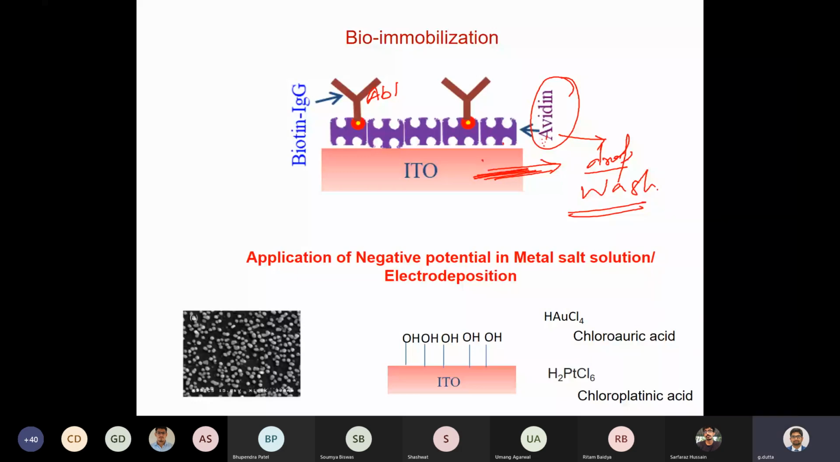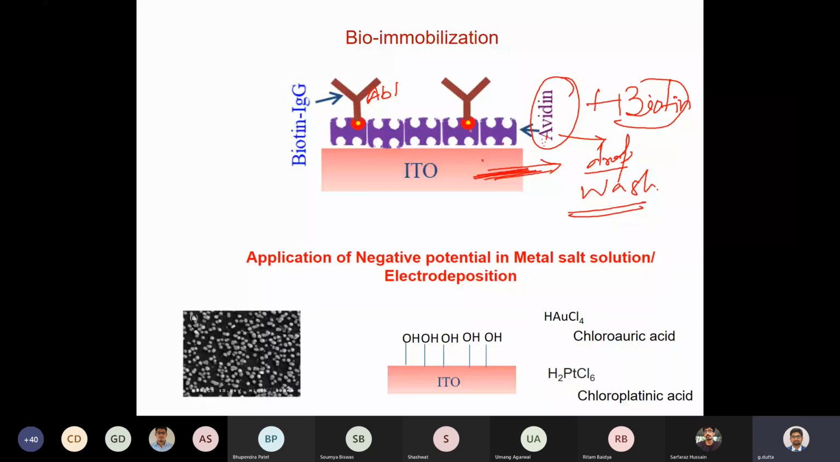And avidin has another biochemical partner, that is biotin. Biotin and avidin have very strong binding affinity. If you drop some biotin on the avidin, they can bind together. This is an inherent property. They can bind together, avidin and biotin.